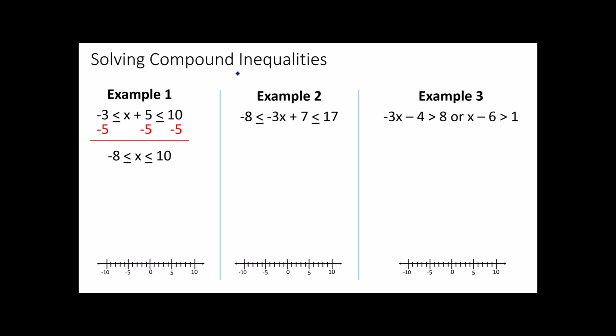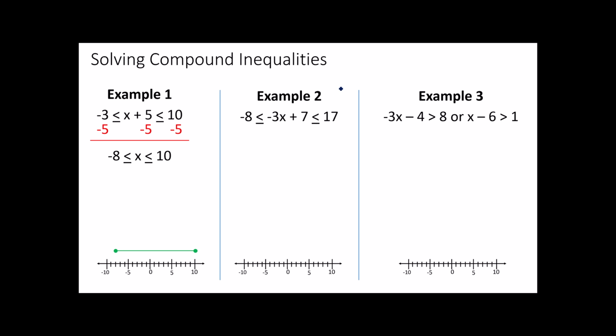Remember, this is an and statement. -8 is less than or equal to x, which is less than or equal to 10. Or -8 is less than or equal to x, and x is less than or equal to 10. The other way I say this is between. X is between -8 and 10. We have the equal sign, so it is inclusive. Looks like this. You might want to pause and try example 2 on your own.